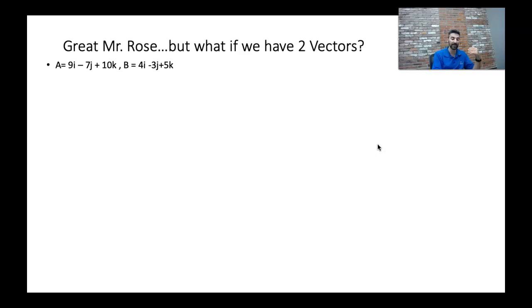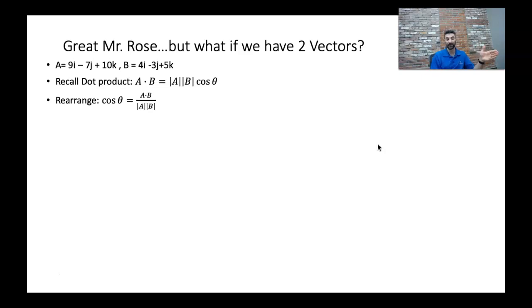Now this is just the dot product. A dot B equals the magnitude of A, the magnitude of B, cosine theta. Rearrange that, and now look at this. I can find the angle in between vector A and B.